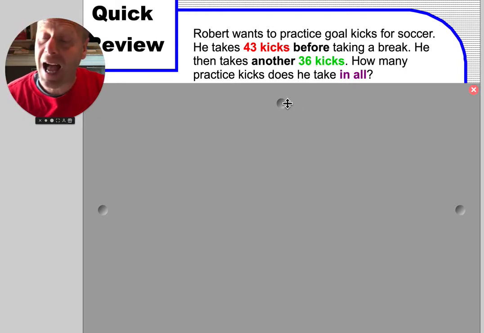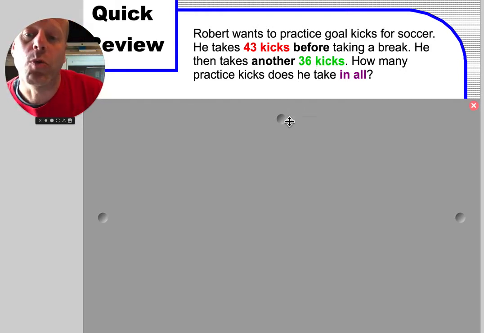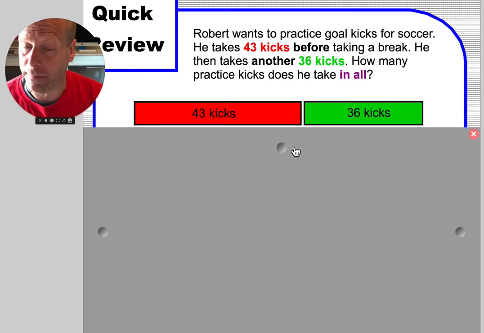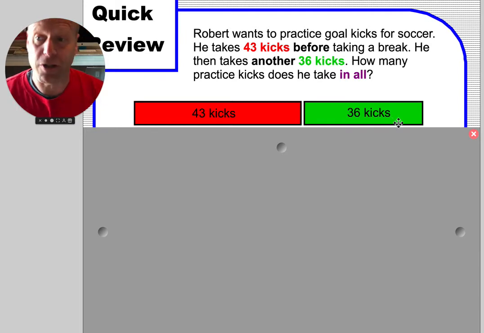So the best thing I can recommend for you guys when you're trying to solve a problem is that you represent the problem as a model. So before his break, he did 43 kicks. See it in red? There are his kicks. That's a few more than he did after his break. So he did 36 after. Still a lot, but not as many.